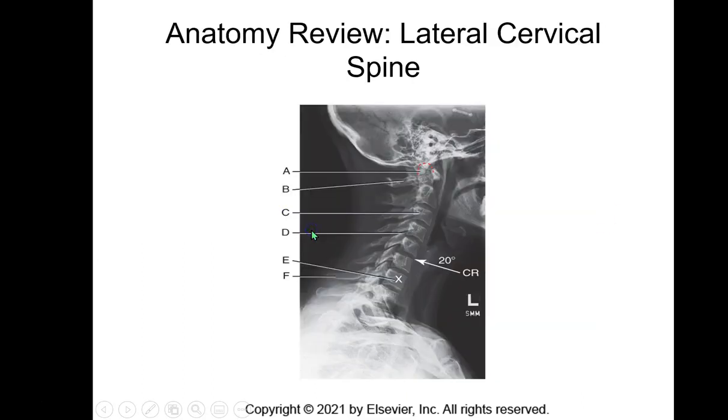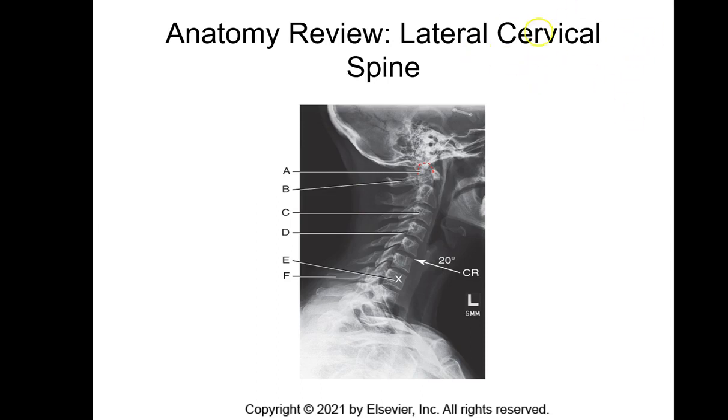Next, let's look at a lateral C-spine. Now, on a lateral C-spine, you must include all 7 vertebrae. Remember, on the AP, you only include C3 through C7. On the lateral, you have to get all 7. Also remember, on a lateral cervical spine, we are seeing the zygapophyseal joints for C2 through C7. So let's look at the anatomy.